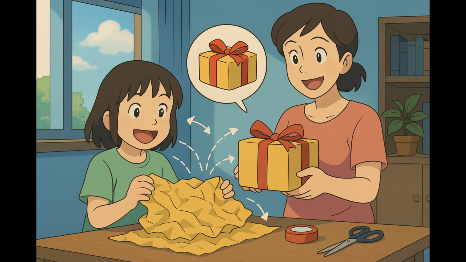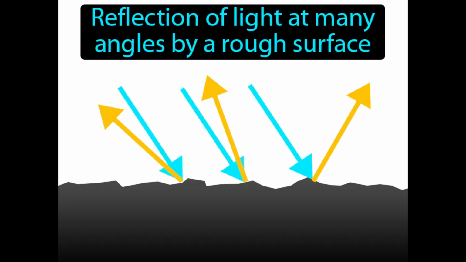Just as the uneven texture of the paper disrupts your ability to create a smooth, uniform package, the irregularities on a rough surface scatter light in various directions, leading to diffuse reflection.